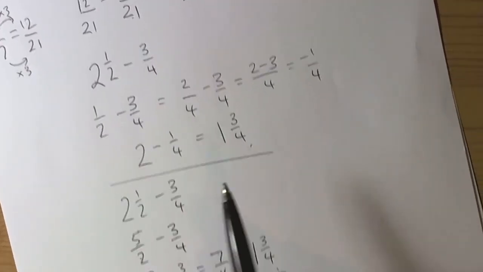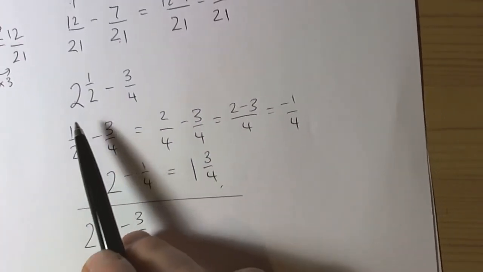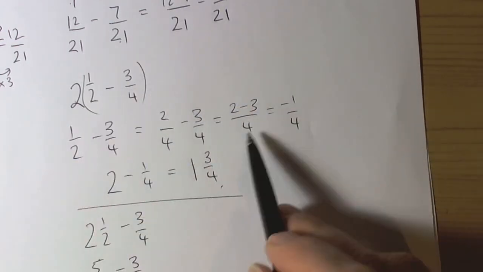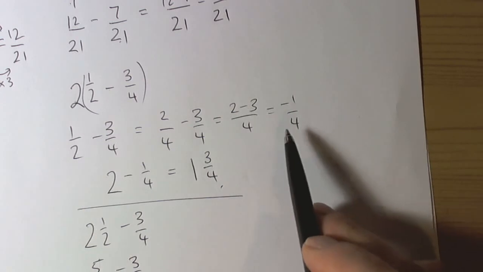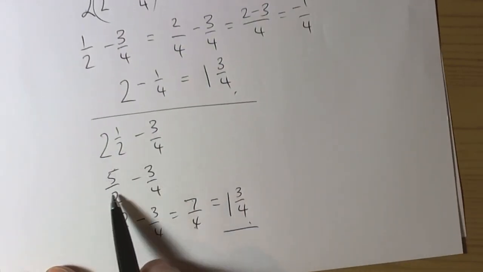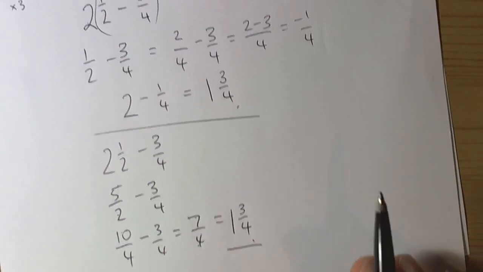Now, if you're dealing with mixed numbers, then you've got a couple of approaches. You could just deal with the fraction part and then take that away from the whole number part, or you could turn the mixed number into an improper fraction and then deal with it like that. That's several ways.